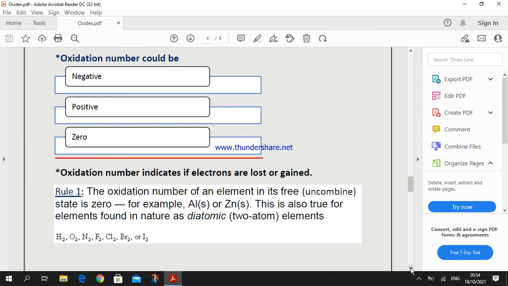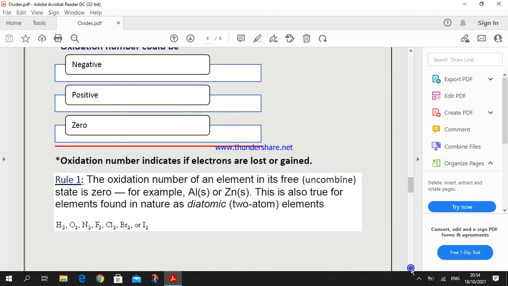Like aluminium, zinc, a monoatomic molecule: the oxidation number of aluminium or zinc, whatever the type of the element, equals 0. Also, diatomic molecules like hydrogen, oxygen, nitrogen, fluorine, chlorine, bromine, iodine: the oxidation number of all of these elements in their free state equals 0.